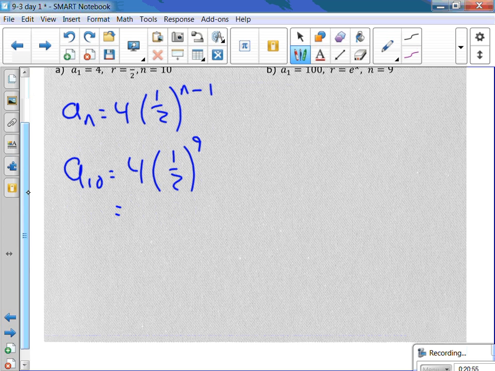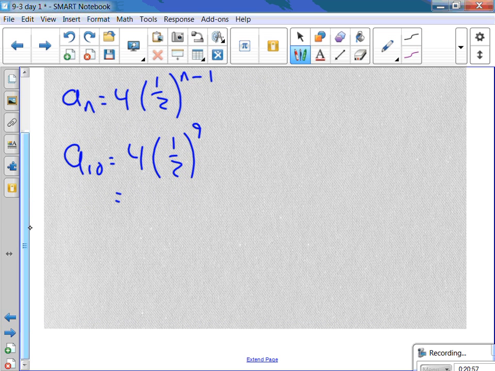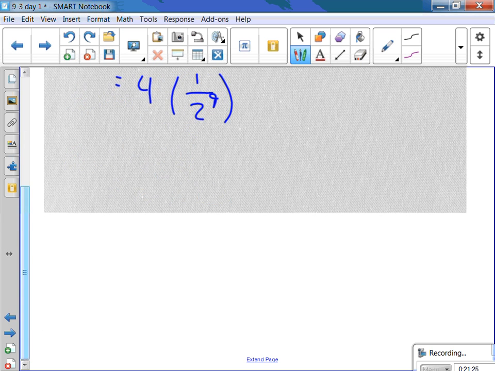What can I do with that power? Can I bring it inside the parentheses? If I have a fraction raised to a power, that's the same thing as what? The numerator raised to that power and the denominator raised to that power. So I have 4 times 1 to the 9th over 2 to the 9th, all right? What is 4? That's 2 squared.